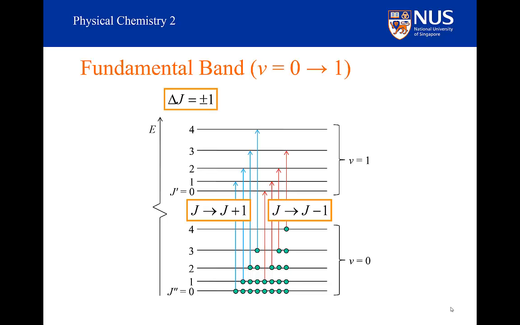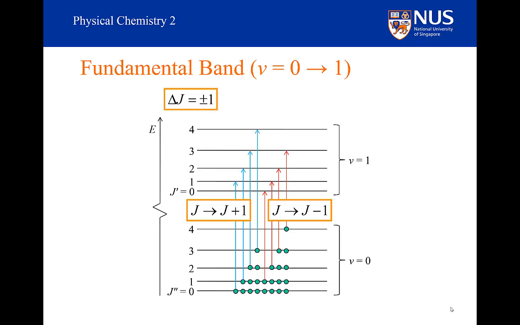Or I can get transitions like this, from J equals 1 to J equals 0, J equals 2 to J equals 1, J equals 3 to J equals 2, and J equals 4 to J equals 3, and so on. So I can have these blue transitions where J is increased by 1, and I can have these red transitions where J is decreased by 1.